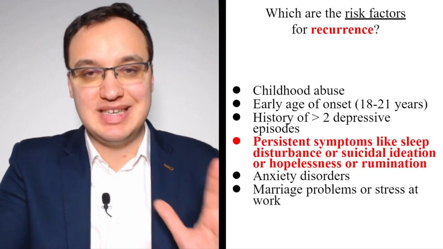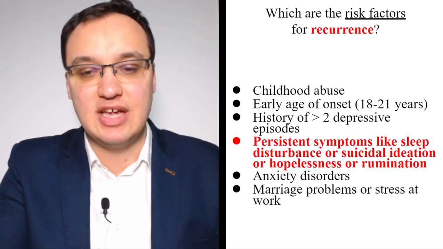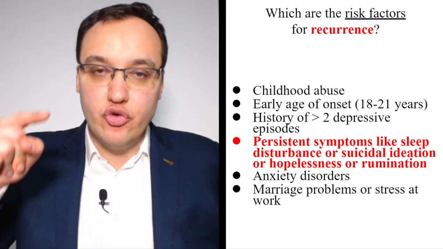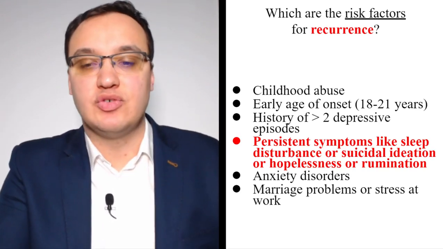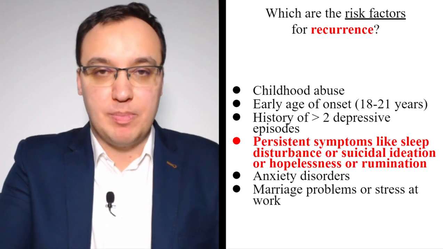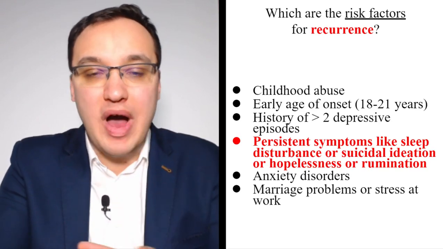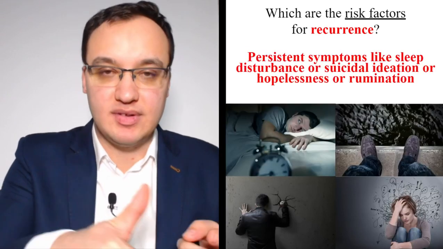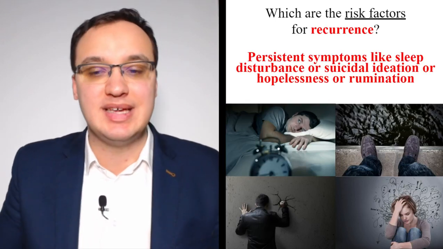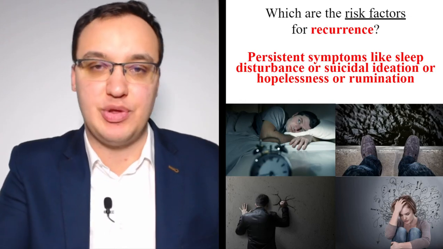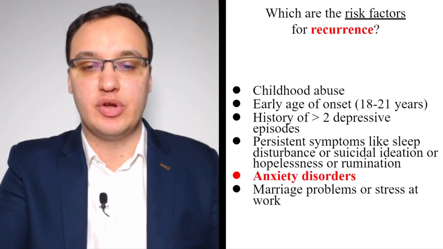Persistent symptoms like sleep disturbances or suicidal ideation or hopelessness or rumination, which is constant thinking of the same thing, so ruminative thinking. So persistent symptoms of one of these. So we have sleep disturbances, then we have the suicidal ideation, the hopelessness, and constantly thinking about the same thing, rumination. And these are risk factors for recurrence.